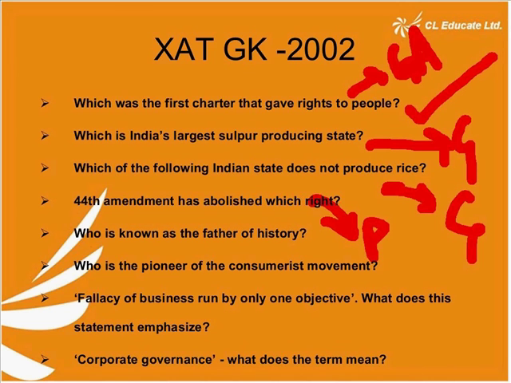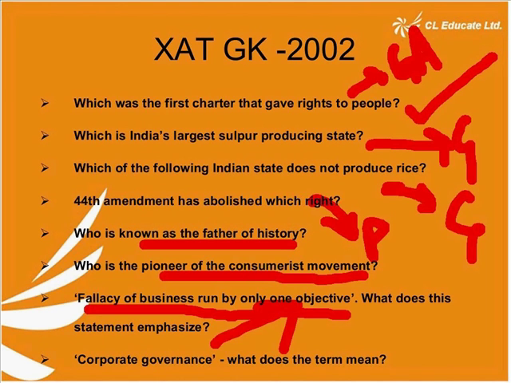Who is known as the father of history? We have this question today. Who is the pioneer of the consumerist movement in the US? Well, a repeated question. Fallacy of business run by only one objective. What does this statement emphasize? Then corporate governance, what does the term mean? So such questions are also there. So remember such questions: corporate governance, business. Yes, father of history, I have actually included this question in our questionnaire today, so you will get the answer.